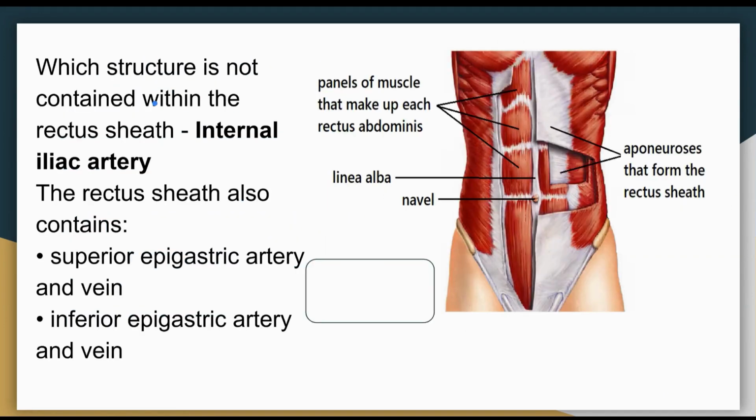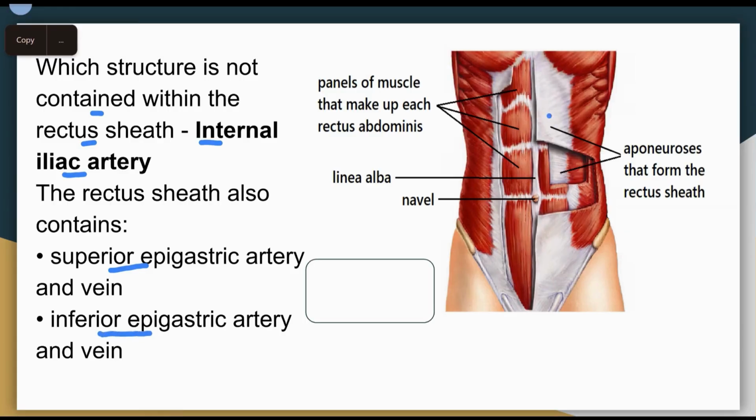So, which structure is not contained within the rectus sheath? That will be the internal iliac artery. Now, the internal iliac artery is one of the divisions of the common iliac arteries, which is given off in the pelvis area. Now, we need to know what, on the other end, is contained by the rectus sheath. It contains the superior epigastric artery and vein and the inferior epigastric artery and vein.